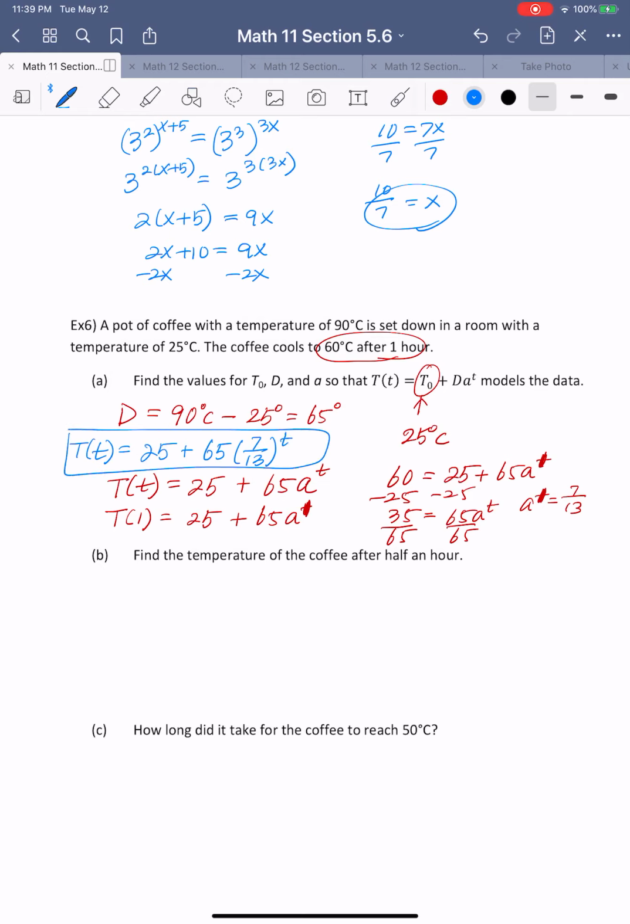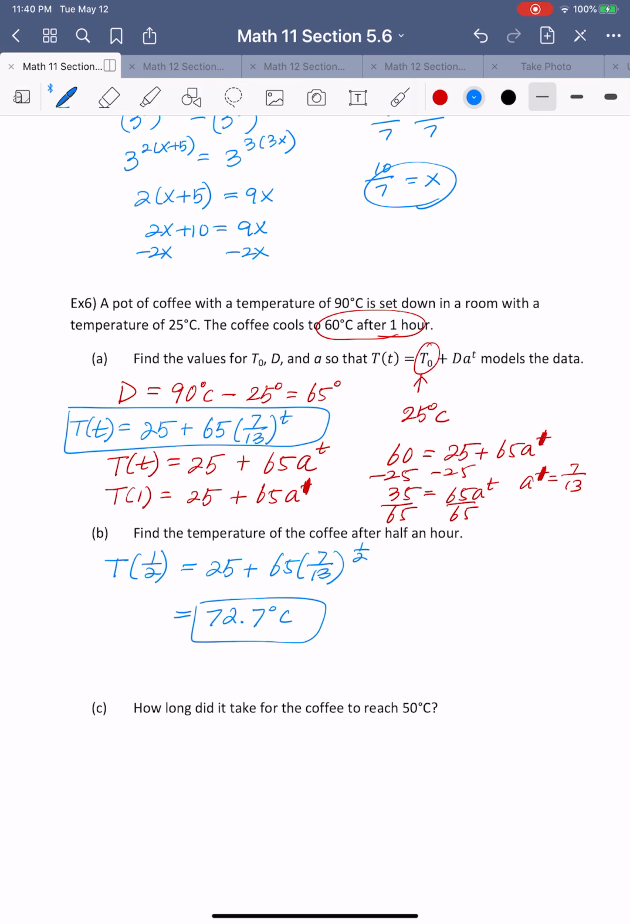Now, to find the temperature of the coffee after half an hour, we plug in t = 1/2 into 25 + 65(7/13)^t. Using a calculator, I get 72.7 degrees Celsius, of course. How long did it take for the coffee to reach 50 degrees?